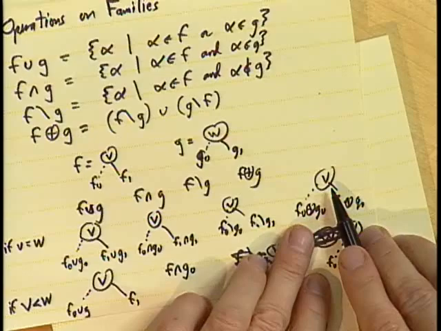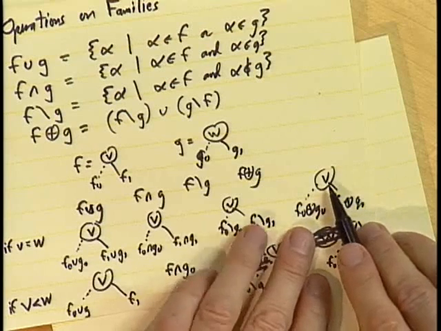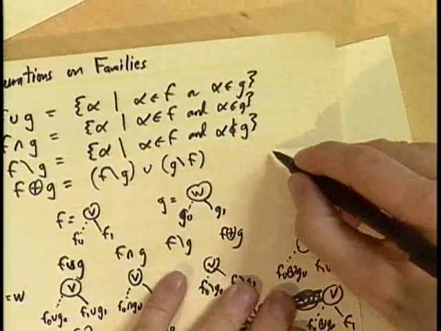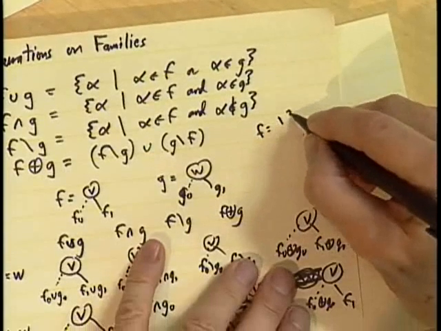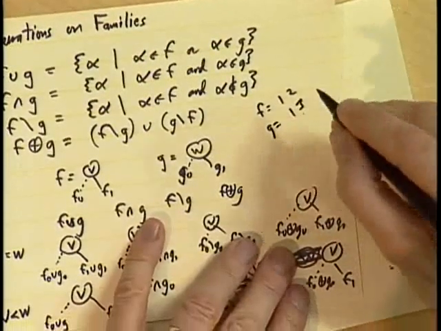Yeah. If V is equal to W, then F plus G should not have V, right? F plus G? Should, oh, yes. Not have V. Yeah. Take, for example, F is equal to {1, 2}, and G is equal to {1, 3}.